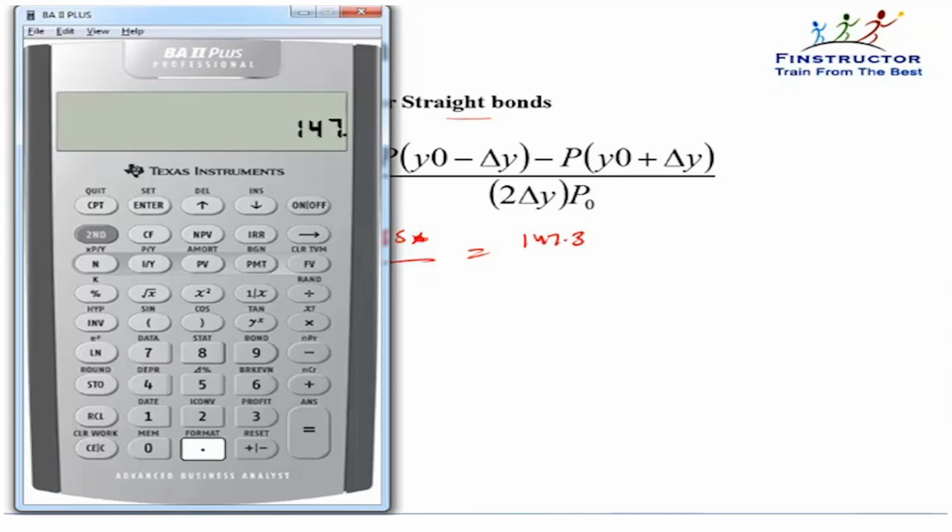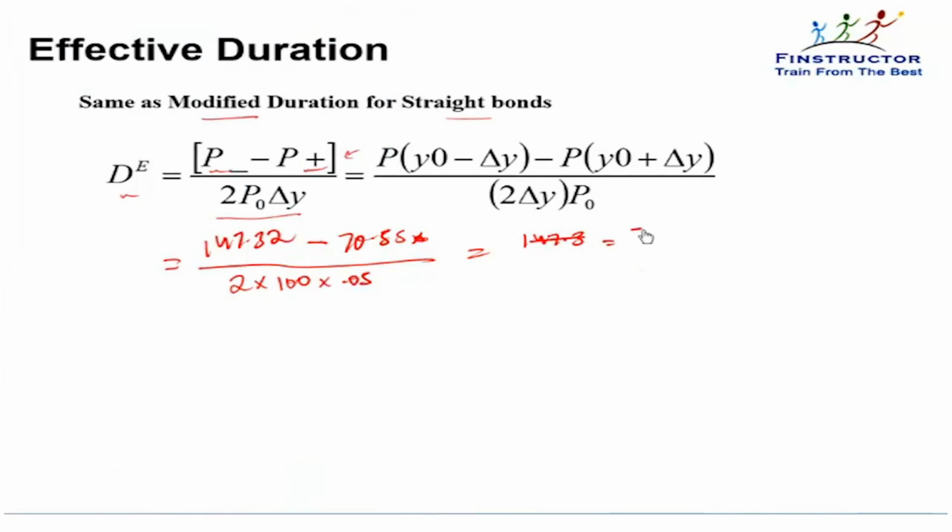147.32 minus 70.55, that will be 76.77. So it will be 76.77 divided by 2 into 100 into 0.05. So this will be about 7.677 or 7.7, that we had approximately calculated ourselves.